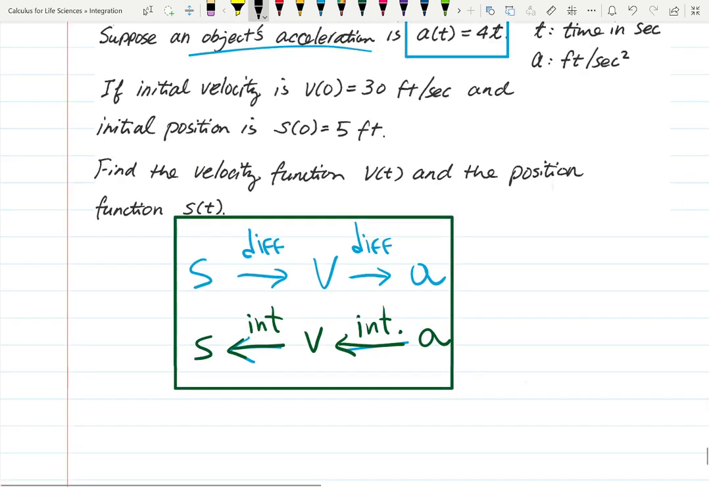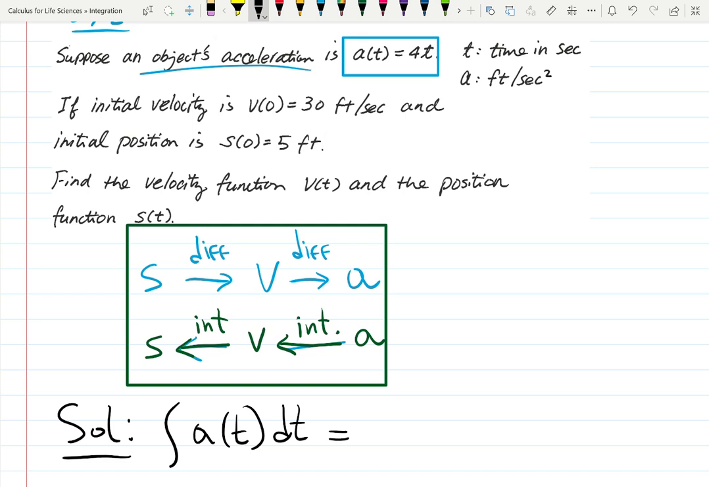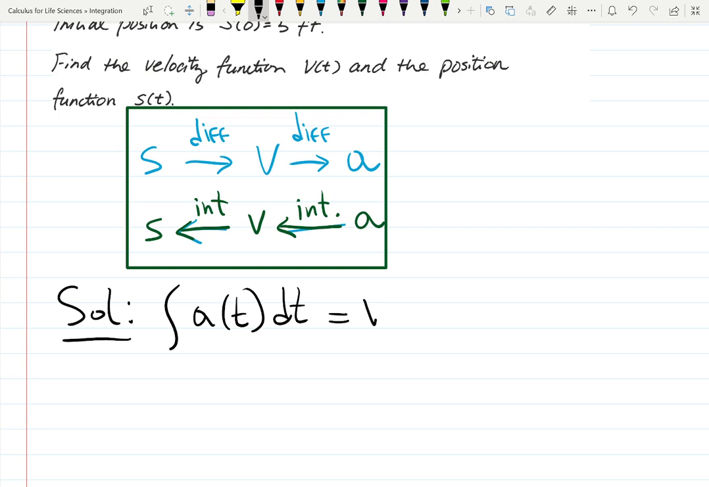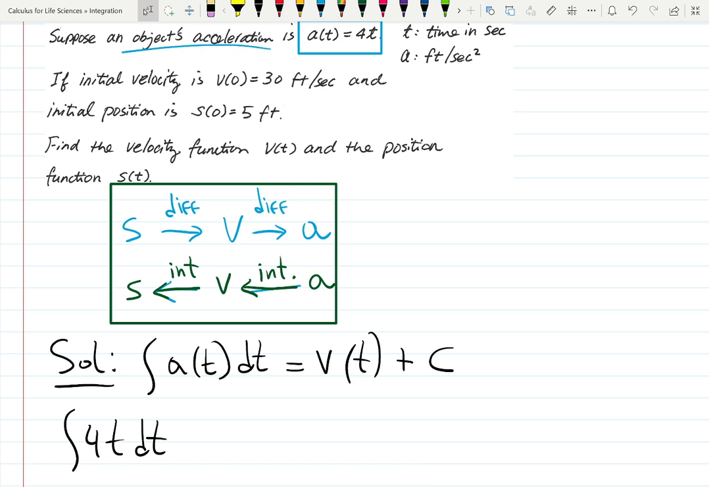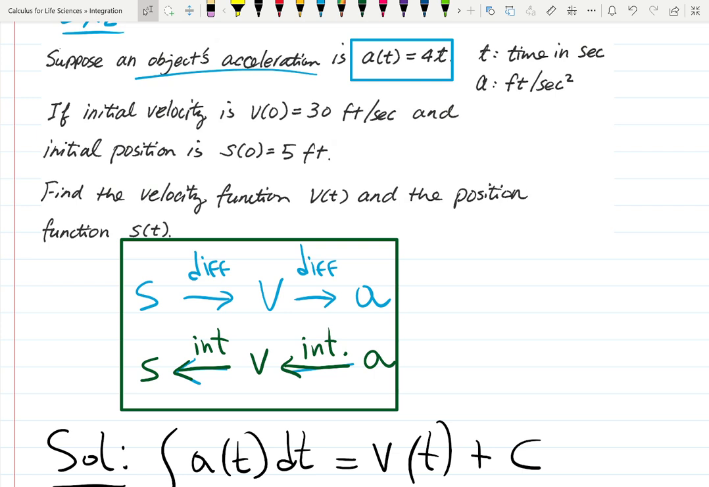And we start with the very first function, a of t. Only a of t is given. Solution. When I'm integrating a of t with respect to t, so you call this integral of a of t dt, that will give you a function called velocity. But don't forget plus c, right? So we're integrating 4t dt. That's what's given in that blue box. Do you see? Let me wait for you to copy. Do you need more time? Time is in seconds. A is in feet over squared seconds. Why feet per square seconds? Because it's a second derivative with respect to time. Every time you differentiate, seconds show up.